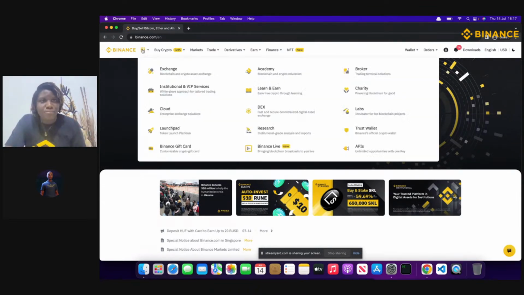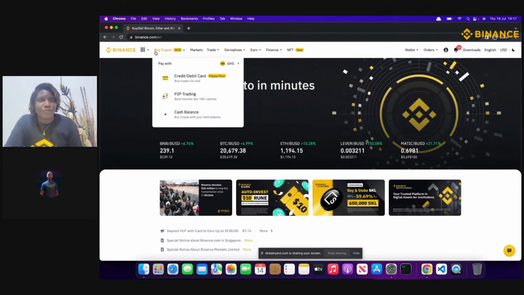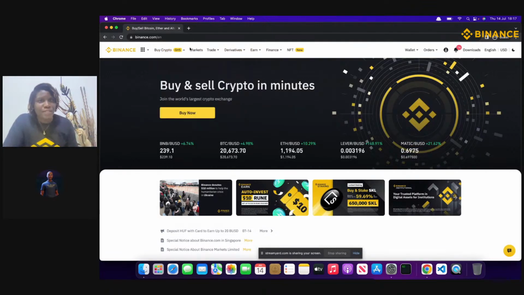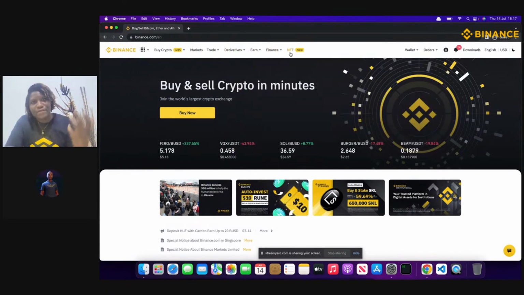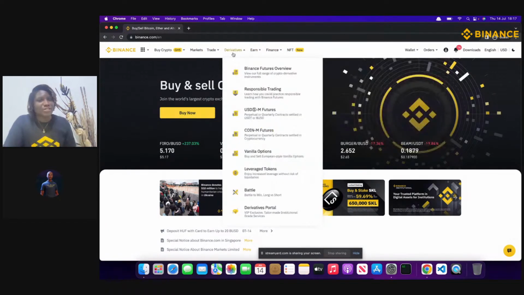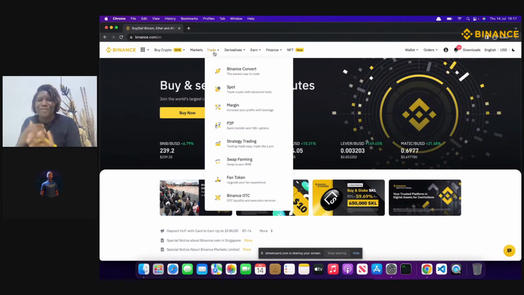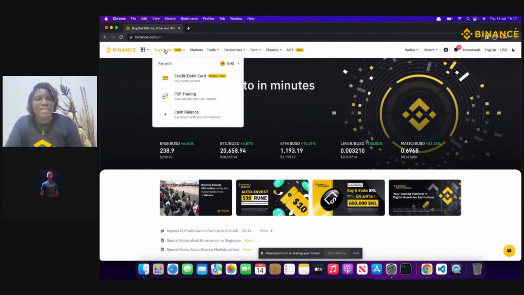So when we look at the top here, the first one, we can see buy crypto. The next is markets, trade, derivatives, and finance NFT. Don't worry, in various sessions and events, we are going to break all these down to the basics for you to know how to go around it. But just for the purpose of today's session, we are just going to look at how we can buy cryptocurrency. How can you get your first buy? Okay, so there are many ways. I'm going to share them, then we move on.